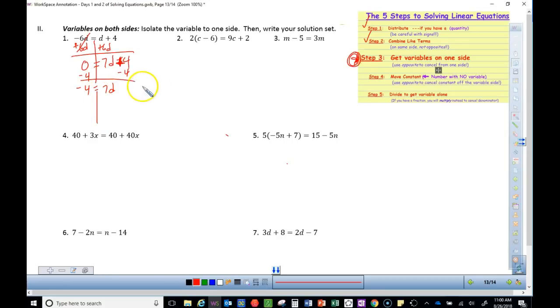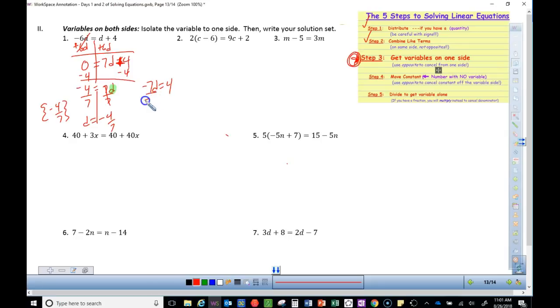And if you remember what you had a minute ago, you had negative 7d equals 4. Either way, you're going to end up with the same result because we have to divide to get this d by itself. So I'll divide by 7, divide by 7. So d is going to equal negative 4 sevenths. So the solution set is negative 4 sevenths.